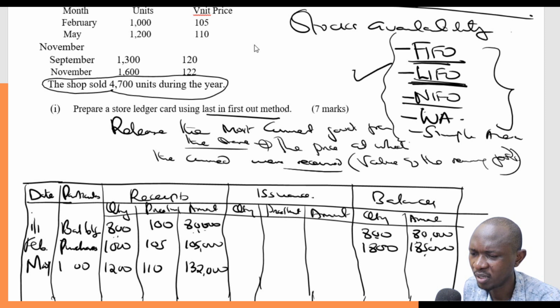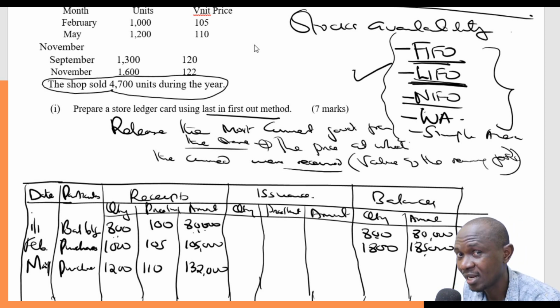So this is purchases. In May, we received 1,200 units at 110 per unit. So if we multiply, we get 132,000.